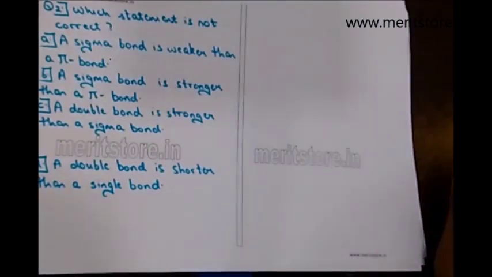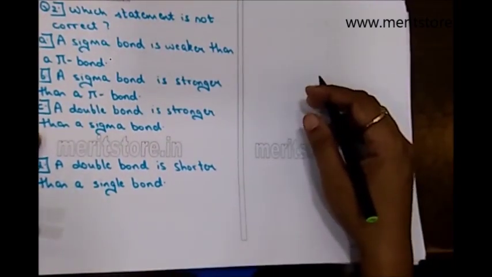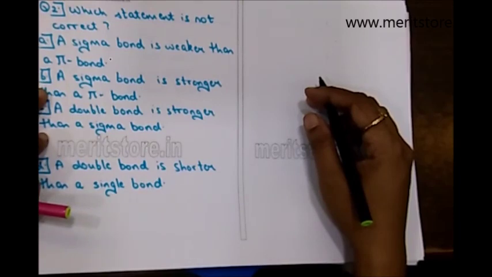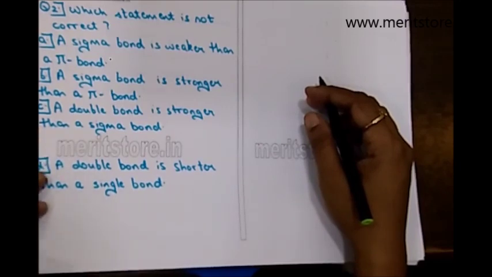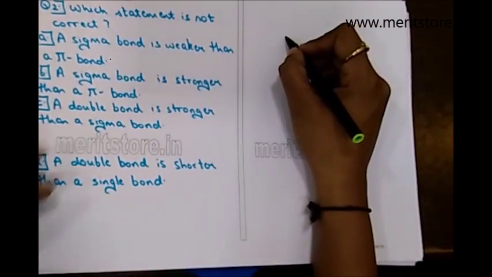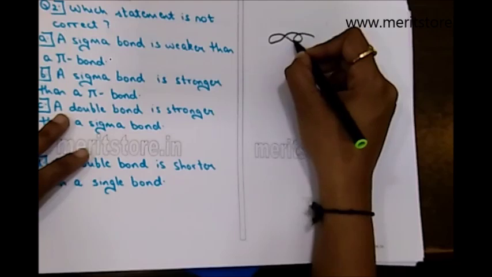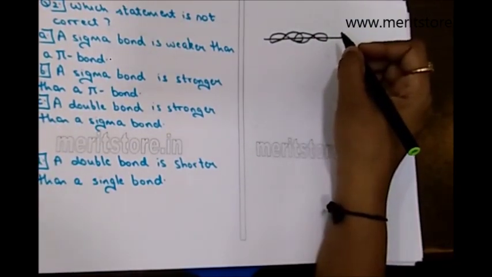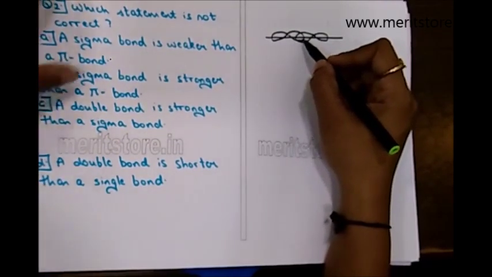Question number 2 is which statement is not correct related to option A, a sigma bond is weaker than the pi bond. Option B, a sigma bond is stronger than the pi bond. Option C, a double bond is stronger than the sigma bond and a double bond is shorter than the sigma bond. Whenever I talk about the sigma bond, it is something the overlapping of the orbital along one axis. Since they are overlapping along the same axis, the actual overlap is considered as a stronger.